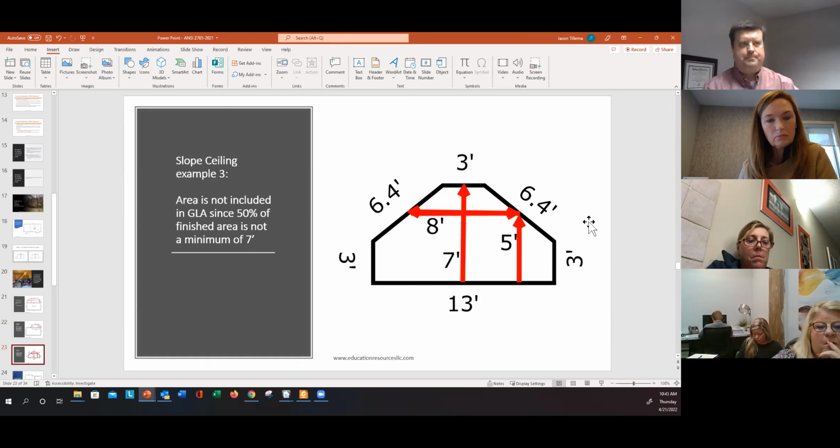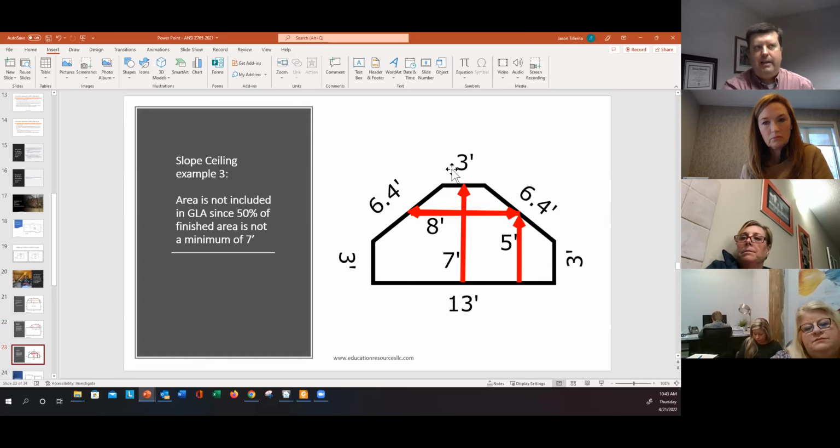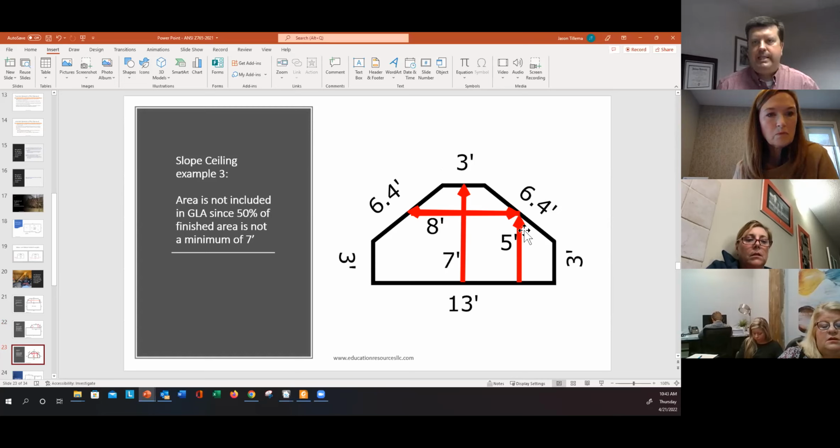On this example, from the 5 foot mark to the 5 foot mark, you have 8 feet. But I want to point out right here, this area will not be included in the gross living area because a minimum of 50% of this 8 feet is not at 7 feet height. You can see here, from the floor to the ceiling was 7 feet, at least 5 of it does not meet that minimum height requirement. So therefore, the entire area will not be included in the gross living area.